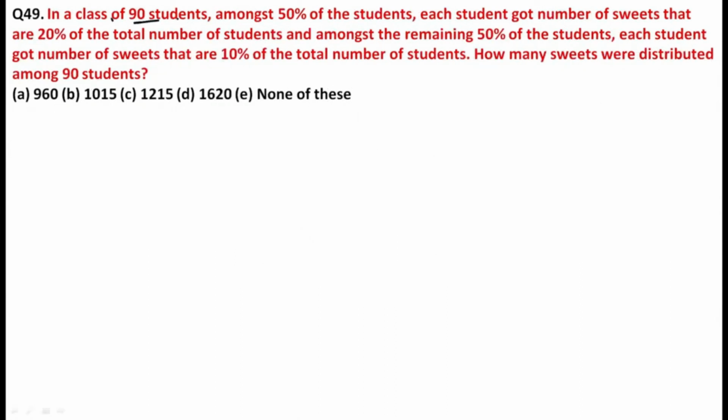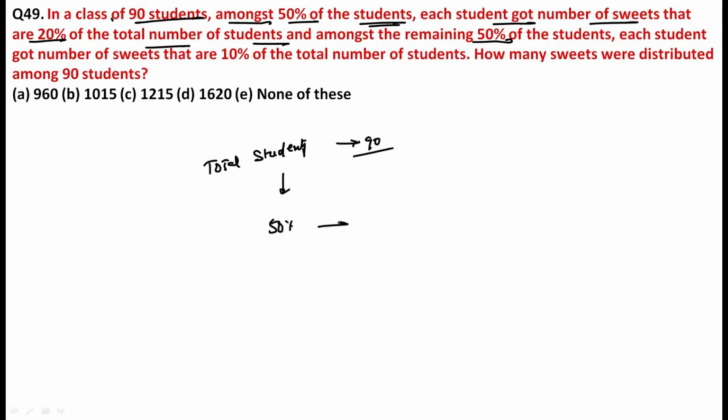Next one. A class of 90 students. Among them, 50% of students each got sweets that are 20% of the total number of students. The remaining 50% of students each got a number of sweets that are 10% of the total number of students. How many sweets were distributed among 90 students in total? Out of 50% of students, that is 45. Now the chocolates distributed to those 45 students are 20% of the total number of students. So 20% of 90 is equal to 18.